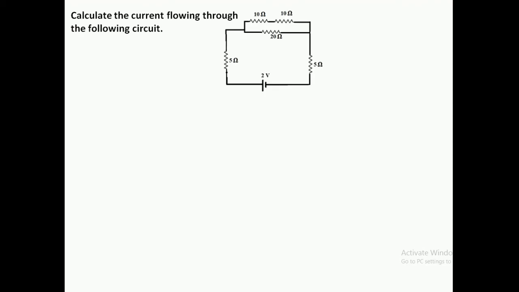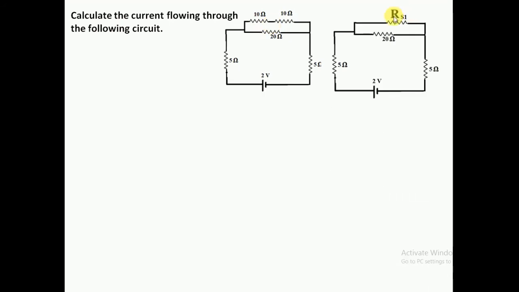See, this is the question: calculate the current flowing through the following circuit. The circuit is given, the potential difference is given, so we have to find the current. Before we find the current, we have to simplify this circuit into an equivalent circuit, and then we'll use Ohm's law here to find the current. First thing I can see is two 10 ohms are in series, so I'll replace the two 10 ohm resistors by R series 1. This is my first series.